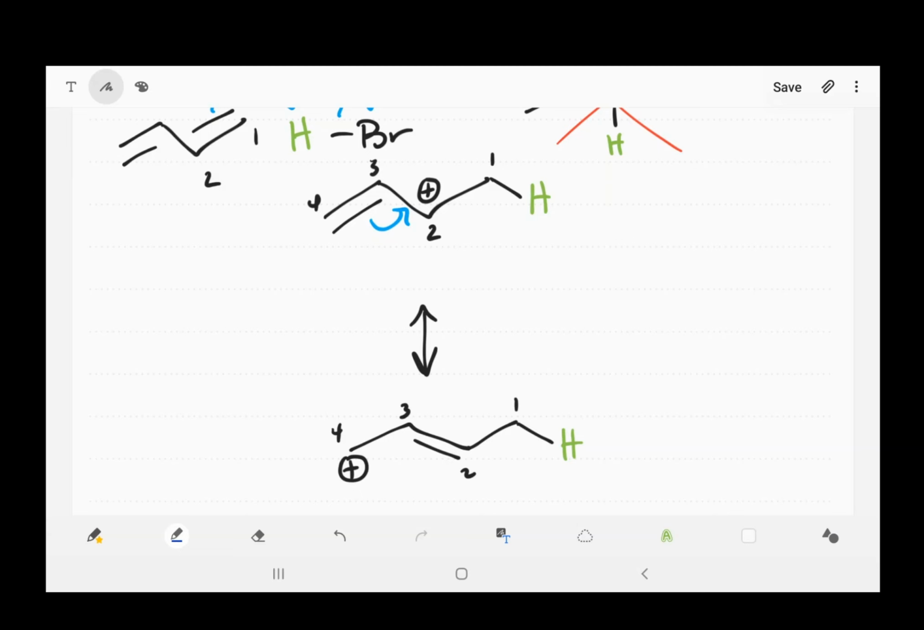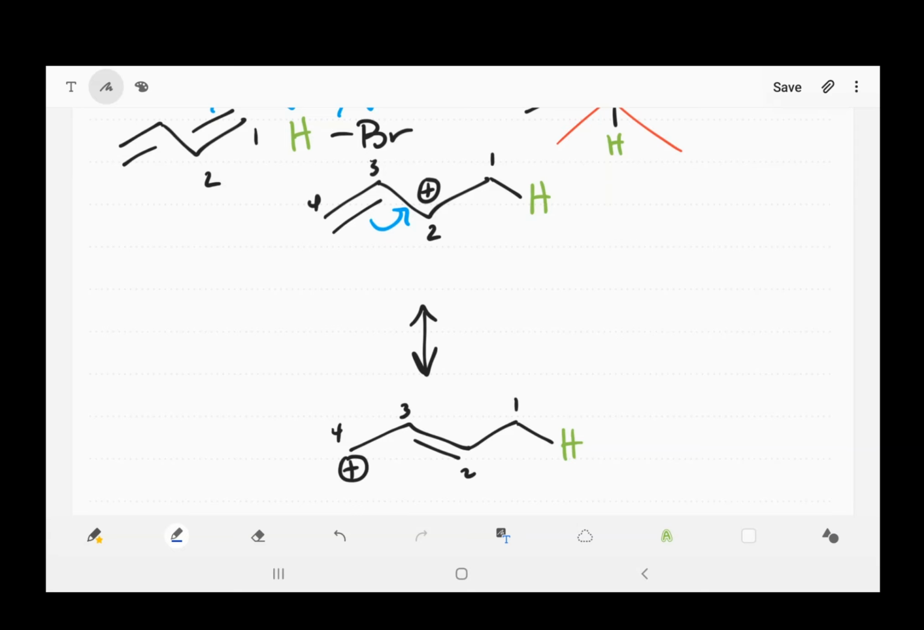Alright, someone, tell me, which one of these is more stable? I think carbon 4. Carbon 4 is more stable? Why? Just because you said it was primary. Alright. So, is primary a good thing for carbocations? Or a bad thing?